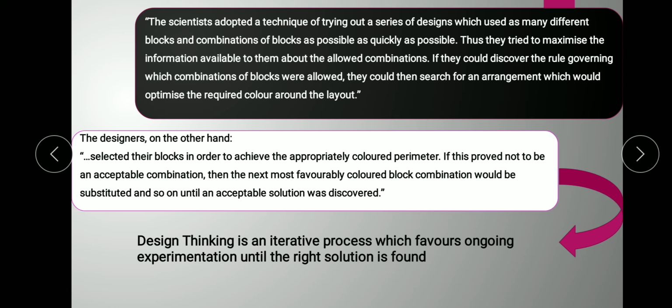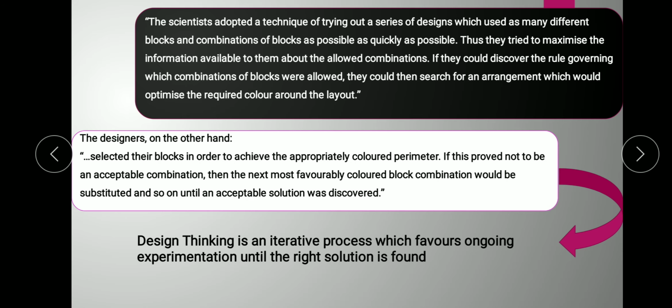So the scientists adopted a technique of trying out a series of designs which used as many different blocks and combinations of blocks as possible as quickly as possible. Thus, they tried to maximize the information available to them about the allowed combinations. If they could discover the rule governing which combinations of blocks were allowed, they could then search for an arrangement which would optimize the required color around the layout.